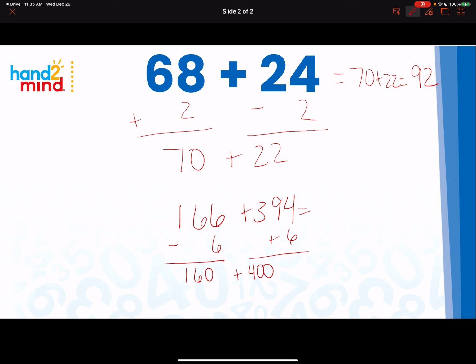Now I have an equivalent problem, 160 plus 400. Those are really nice and friendly numbers. They just fall nicely together, and I get 560. This is an example of using the strategy called give and take.